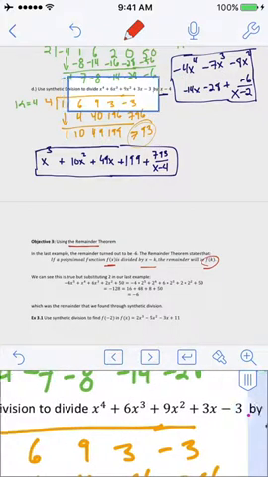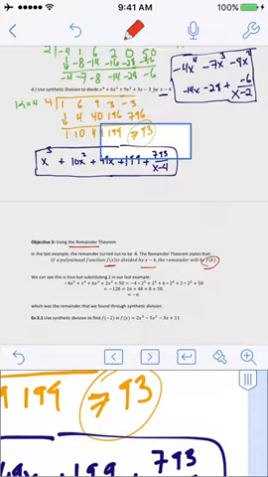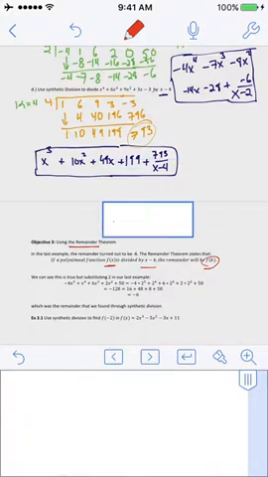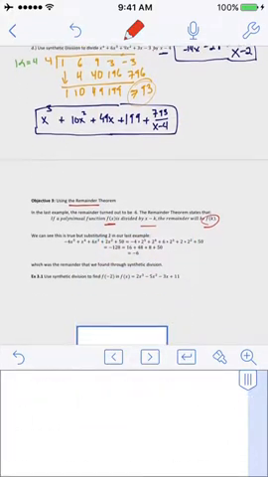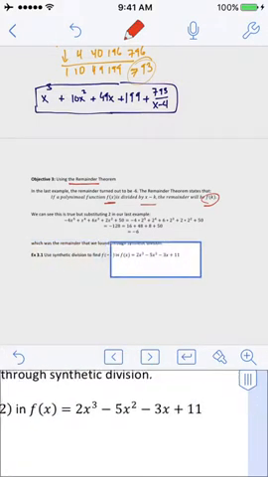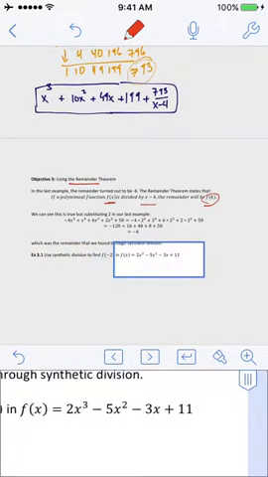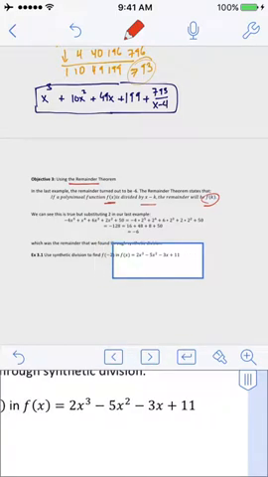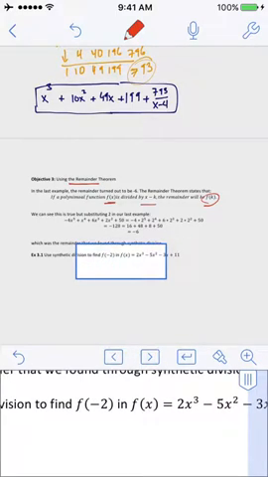So if we had plugged in 4 to all of this, we would have also gotten 793. That's what the remainder theorem says. So let's see if that is in fact true. We're going to first divide this f of x function using synthetic division, and then we're going to actually plug it in. We're going to do it both ways, and we're going to make sure we get the same answer.